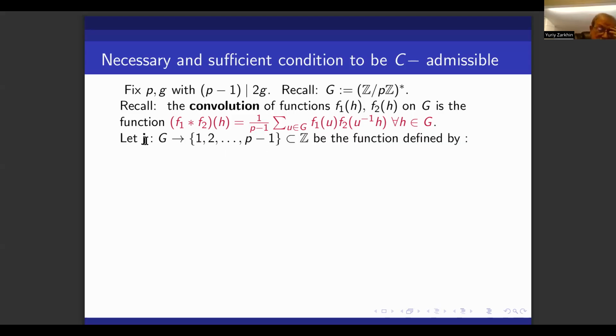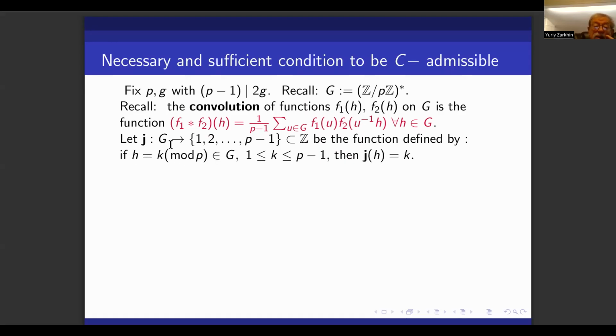And I need this function, bold J, from G to 1 through P minus 1, which is rather straightforward. If element h of G is k mod P, where k sits between 1 and P minus 1, then J of h is just k. So it's just the lifting, so to say, of elements of G to Z.